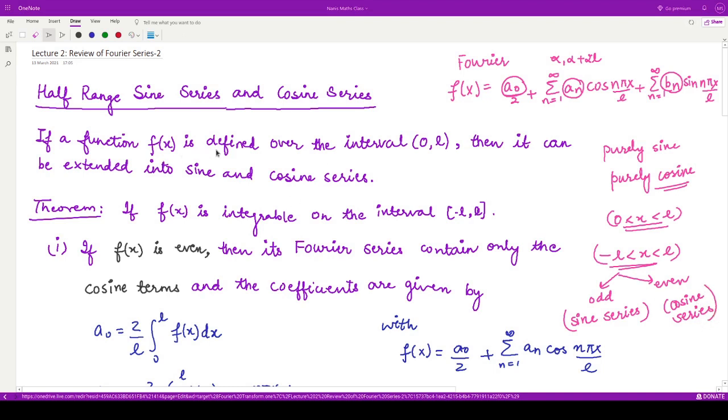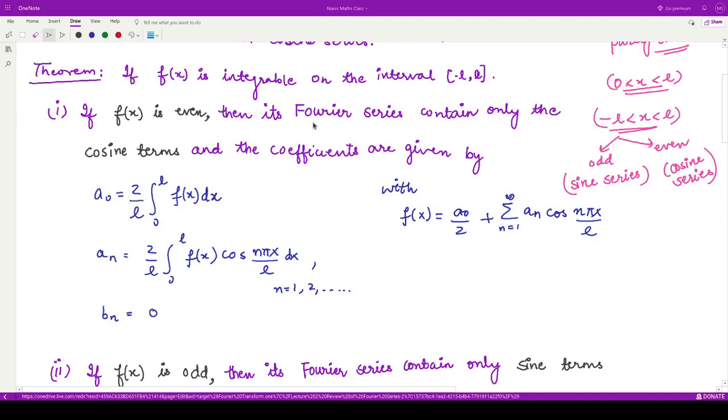Suppose a function is defined over the interval 0 to L. Please note that the interval here should be a half interval. We assume the function is defined over this interval, then it can be extended into sine and cosine series by using these two forms. First, if the function is integrable on the interval minus L to L and is even, then its Fourier series may contain only cosine terms. We saw this in the previous video, where we discussed the cases when the function was even and when it was odd.